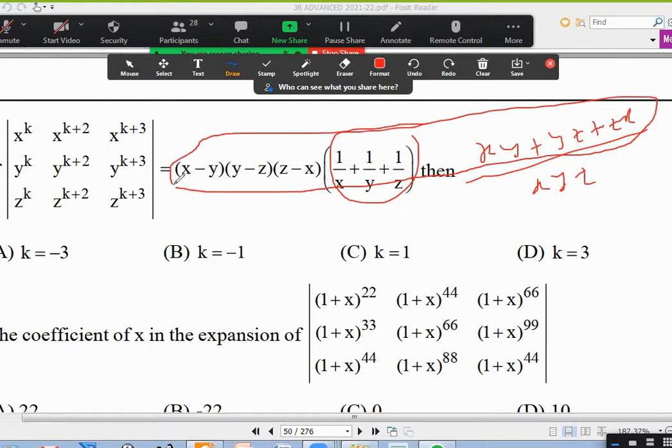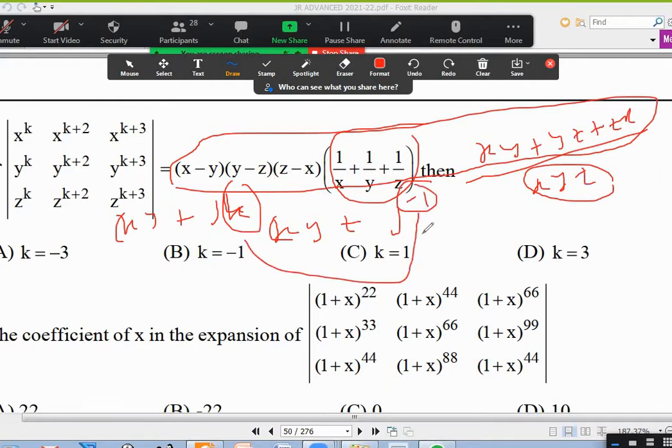We know that the determinant 1 a square a cube, 1 b square b cube, 1 c square c cube is a minus b into b minus c into c minus a. About this extra xyz in the denominator, when you bring it to the numerator, we will get xyz whole power minus 1. In LHS also we got x power k, y power k, z power k common, that is xyz whole power k. So that k and this minus 1 should be equal. Is it okay? Okay, sir.